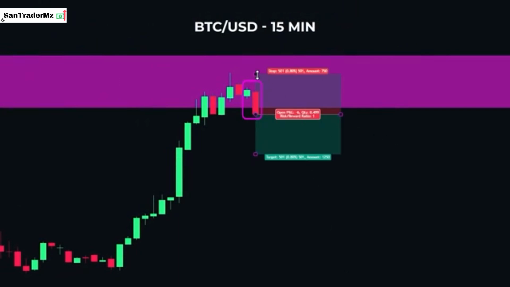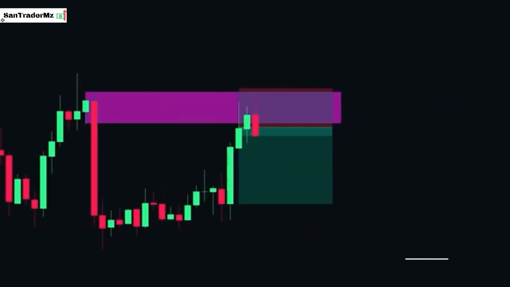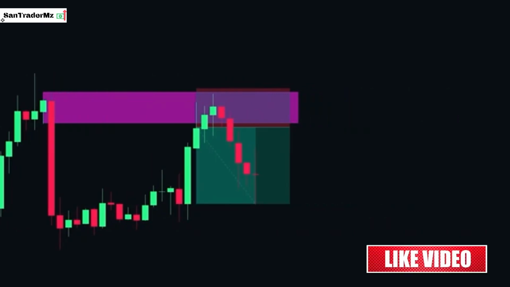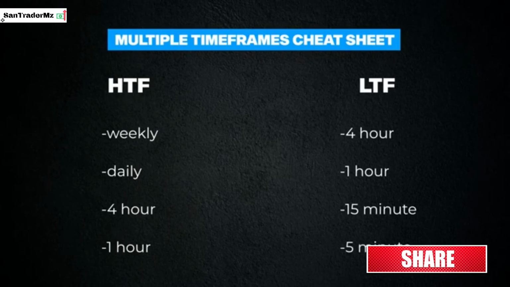Then, place your stop loss slightly above the order block and set your take profit at 2x the size of your stop loss. As you can see, this strategy can lead to some solid profits. Here's a cheat sheet that you can use when trading on multiple time frames.